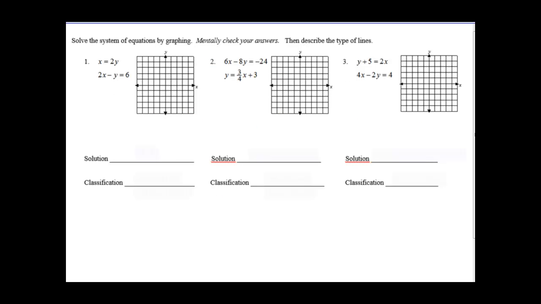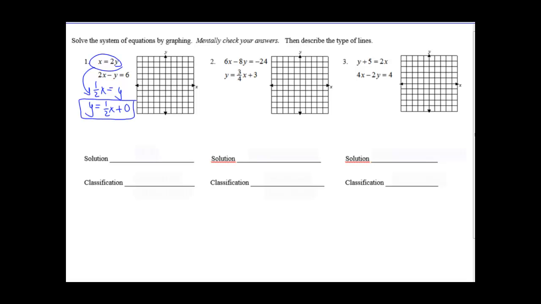Putting this all together, we want to solve the system of equations by graphing. Mentally check your answers. Then describe the types of lines. So solution classification. If we take the first one, in order to graph, again, make it easier, so y is by itself. So what we're going to do is divide by 2. We'll move this down here, and you end up getting y equals 1/2 x. If I flip it around, we can say also y equals 1/2 x plus 0.